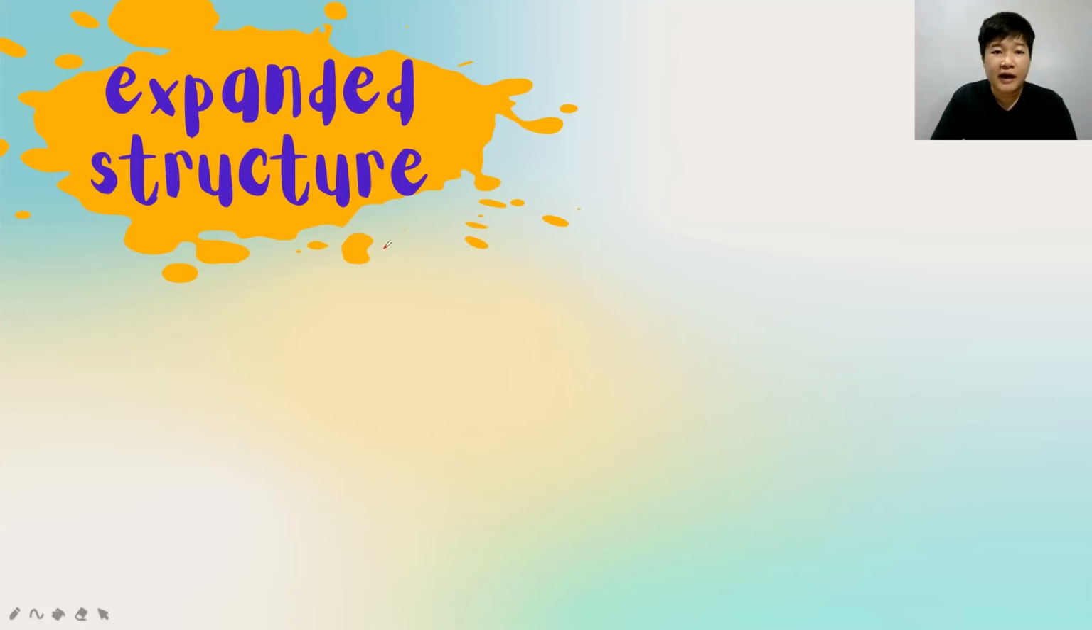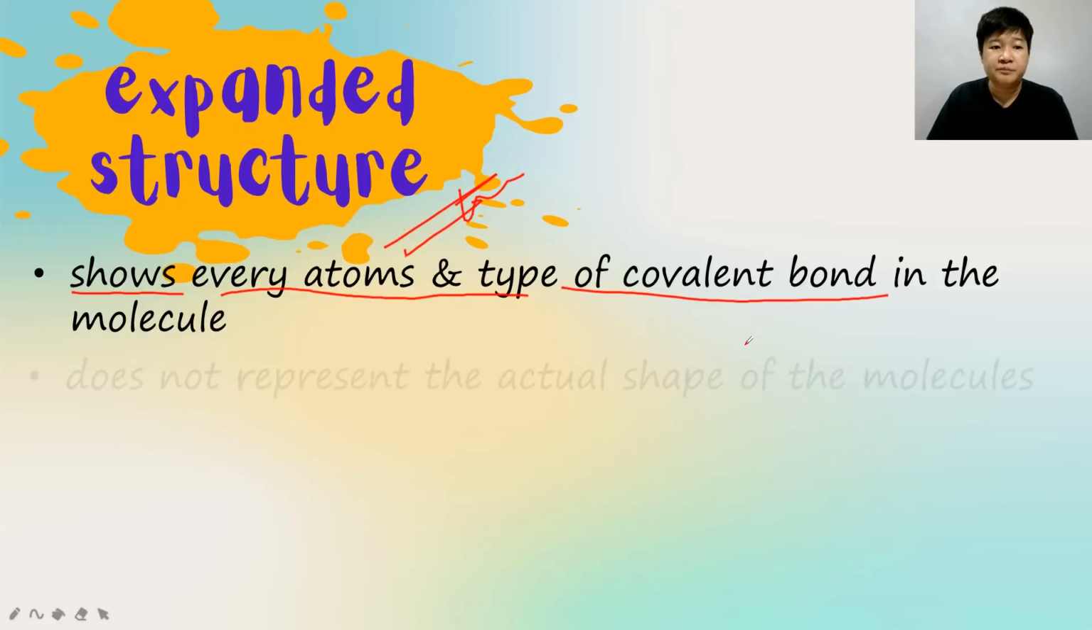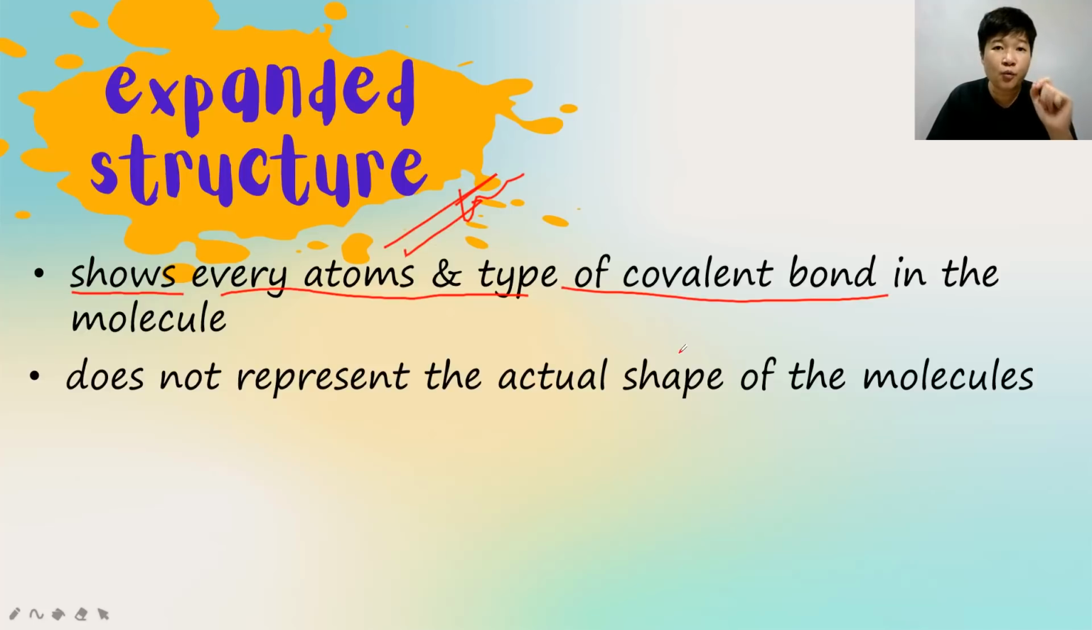So first and foremost, expanded structure. What is actually expanded structure? Expanded structure means you are going to show every atom and also the type of covalent bond in the molecule. In other words, you are going to show everything, all the atoms and all the bonds in the molecule. But bear in mind, we are only showing all the atoms and bonds. It does not need to represent the shape of the molecule. It means that it's not needed to be in the correct shape like tetrahedral, trigonal bipyramidal, and so on. We only need to show the type of atom and also the type of bond.